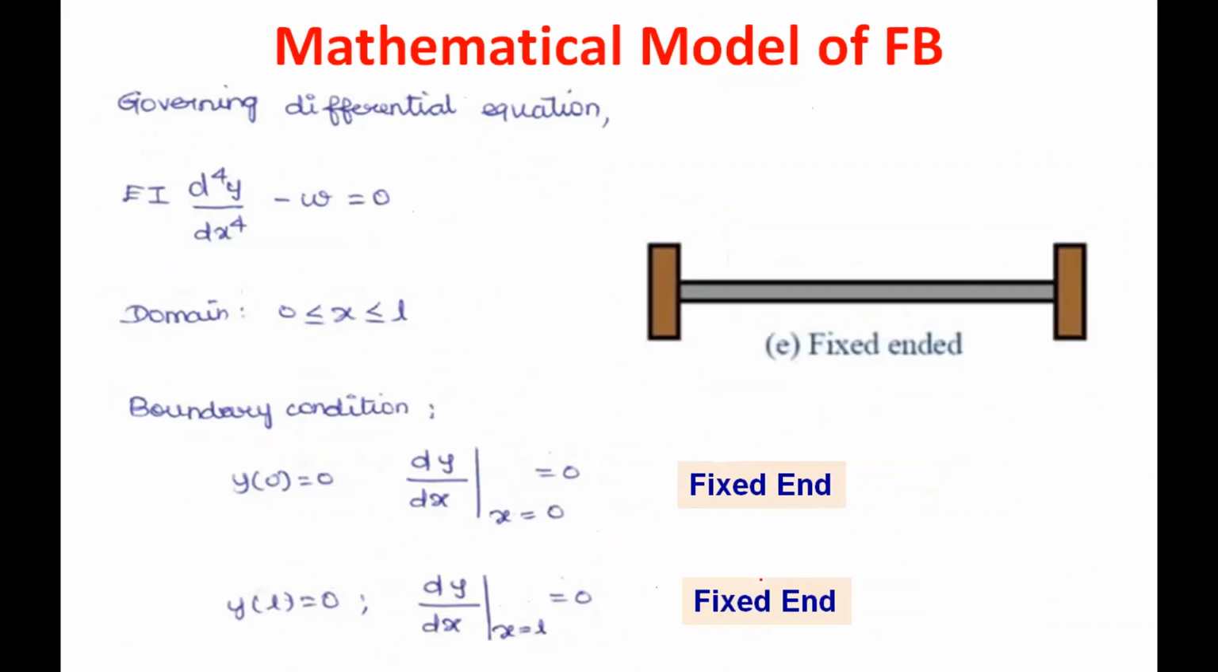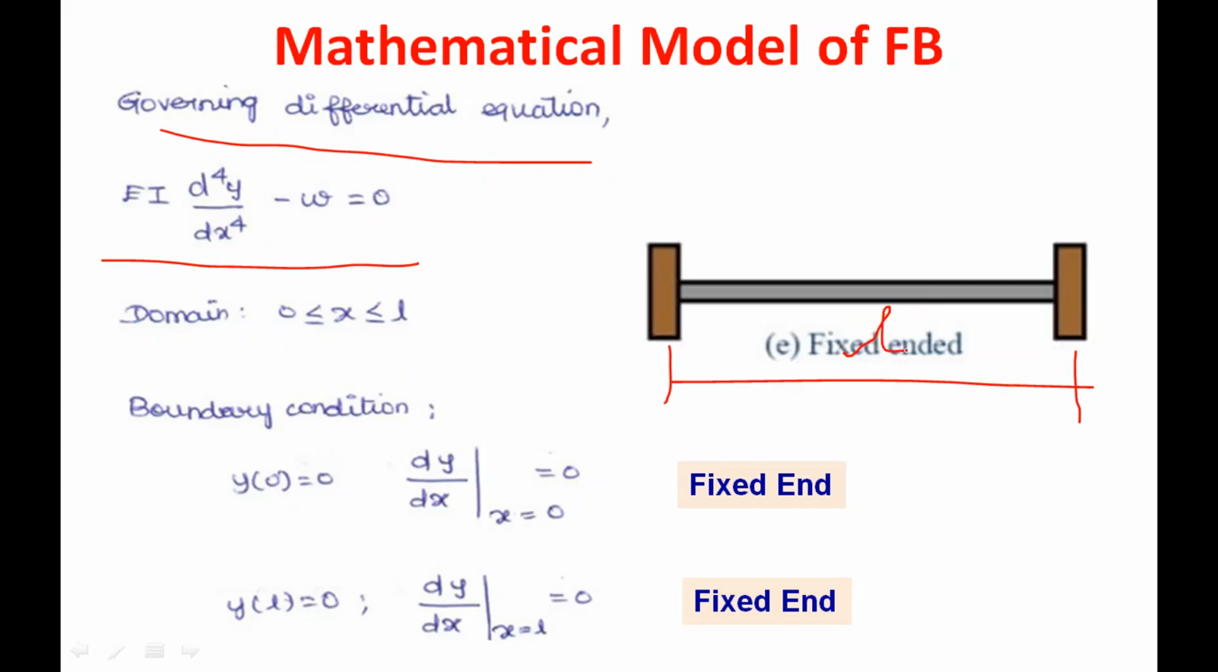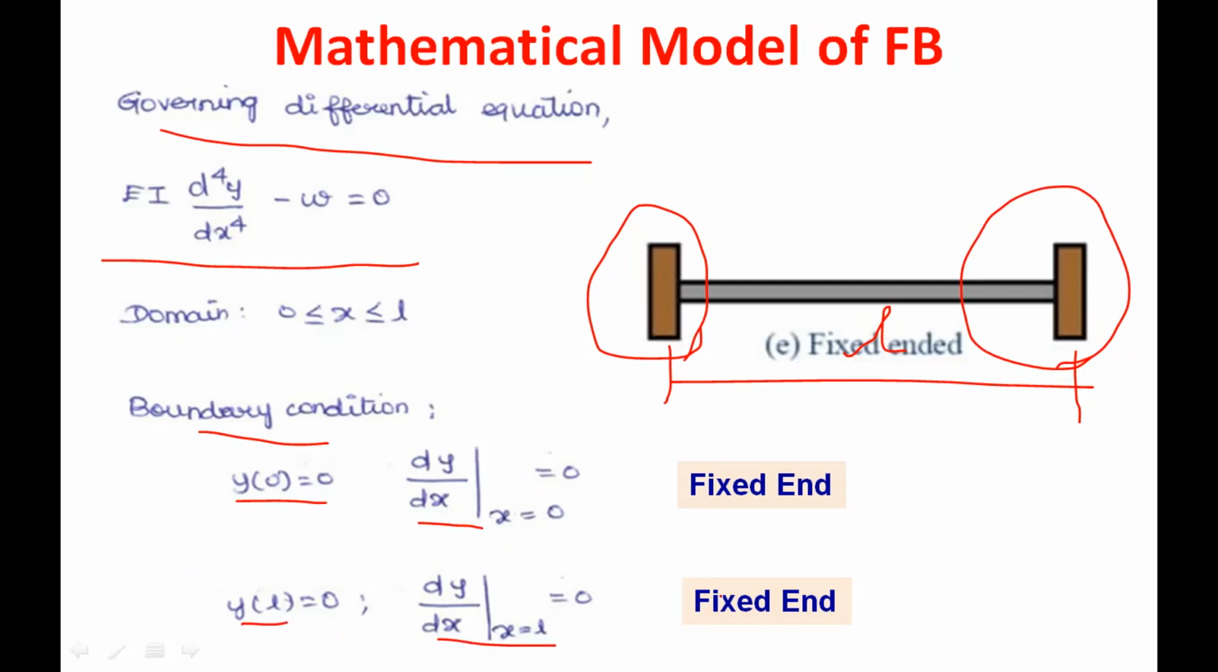So now coming to the fixed beam. For the fixed beam, the governing differential equation is the same: EI d power 4 y by dx power 4 minus w equal to 0. The domain is also the same; say the length of the beam is L, then x is varying from 0 to L. And what are the boundary conditions? Both ends are fixed. The left end is fixed, the right end also fixed. How do you express the boundary condition? For the fixed end, deflection 0, slope 0 at x equal to 0. Similarly, at x equal to L, deflection 0, slope 0. For the fixed end, these are the boundary conditions.